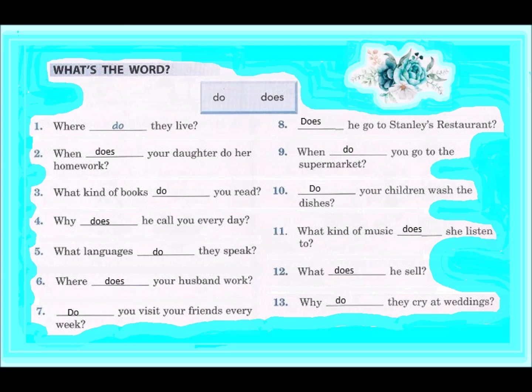here, and do, does, auxiliaries, and the number one is where do they live? And they live in the USA, or they live in Paris, or they live in your local city, wherever you are, in Los Angeles, in Moscow. Number two, when does your daughter do her homework?